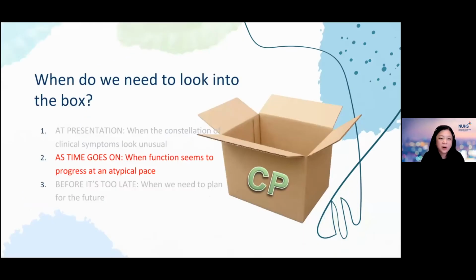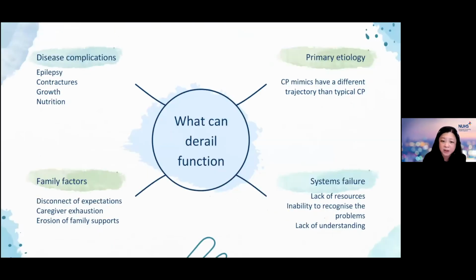So when do we also need to look into the box? We need to look into the box as time goes on. So we need to think about when function seems to progress at an atypical pace. There are many things that can actually derail function. So we know that if you have things like epilepsy or contractures or poor growth or nutrition, that function can suffer. The other thing we need to remember is that, of course, for CP mimics, depending on the original primary condition, they can have a different trajectory compared to typical CP.